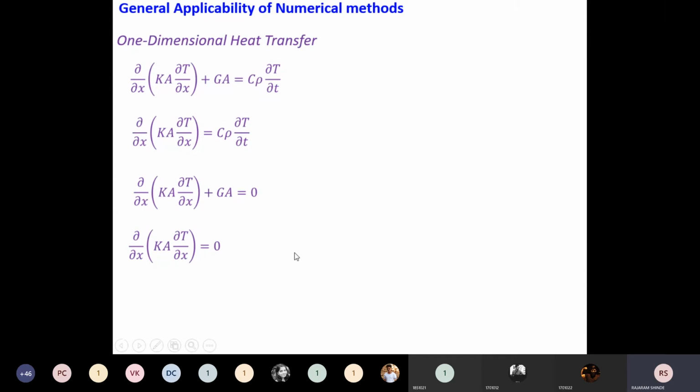Now I can write this equation like this also. You can see here. K conductivity I can assume constant, A area I can assume constant, and when we assume this constant, we can write the second derivative of the temperature with respect to x equal to 0. All of these equations you know. Any doubt in these equations? I am not going to derive here, just I want to explain this general applicability.